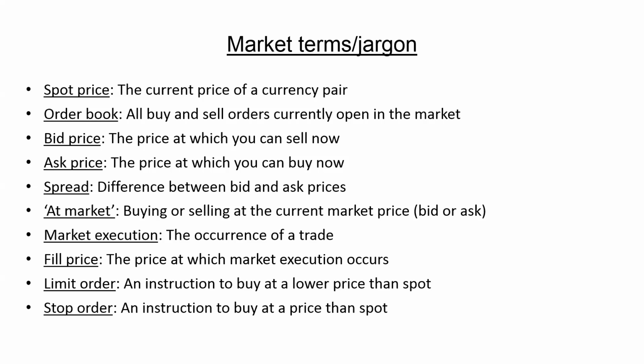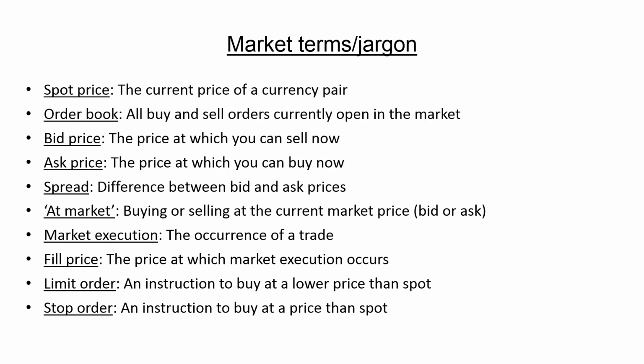Limit order. A limit order is an instruction to buy at a lower price than spot or to sell at a higher price than spot. In other words, at a more advantageous price than the current market price. So if you want to sell, you're trying to sell at a higher price. If you want to buy, you're trying to buy at a lower price.